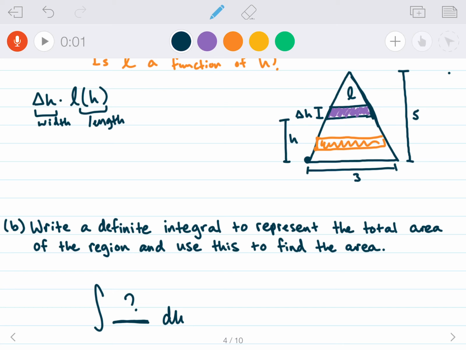Well, we're integrating with respect to h. So we're starting at 0. Just imagine that this is on the xy axis. We start at 0, 0. And we are slowly building the rectangles up, right? And we're moving up, right? So we're going from 0 all the way up to 5.